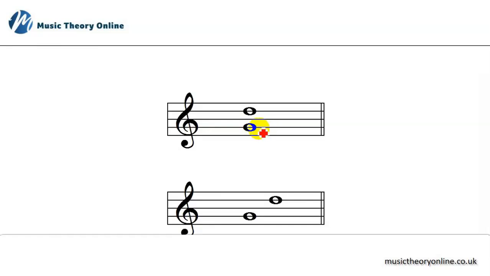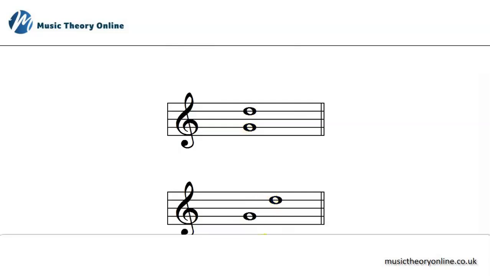Now in grade 2 you're going to need to be able to count the numbered interval between two notes, and the way we do this is you look at the bottom note, count that as 1, the space would be 2, the line would be 3, the next space would be 4, and the top line would be 5. So that interval is an interval of a fifth.